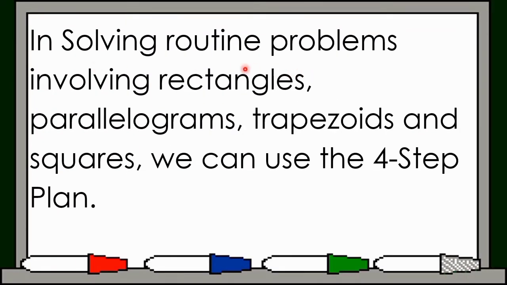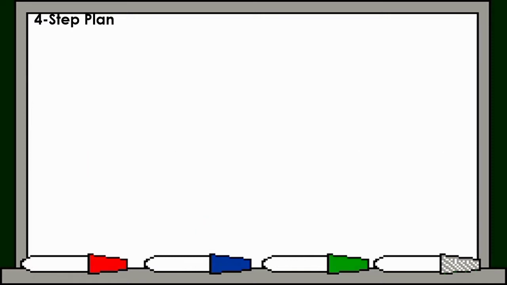In solving routine problems involving rectangles, parallelograms, trapezoids, and squares, we can use the 4-step plan. First is understand. We need to understand what is asked in the problem, and then what is or are given.